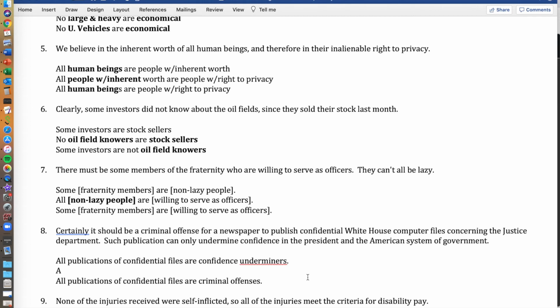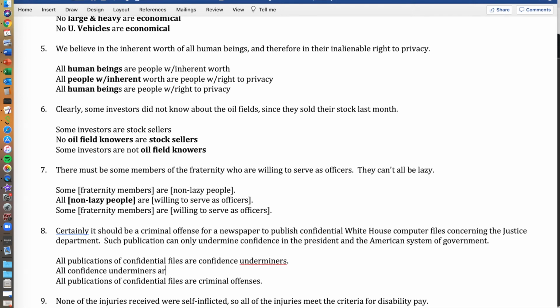Then I can look for the middle term, and the middle term is confidence underminers. I know that because it does not appear in the conclusion. And I note that where it appears in the first premise, it is predicate of an affirmative, so it is not distributed. But middle terms must be distributed once and only once. So when it reappears, it must be in a distributed position. So I will move that into the subject position, and now I know this is going to be a universal affirmative because the subjects of universals are distributed.